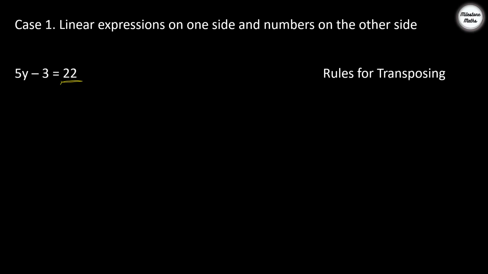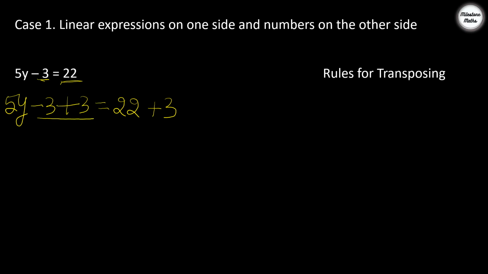Whatever plus and minus operations there are will be solved first, then multiplication and division. So first this minus 3 will be removed. How can we remove this minus 3? If we add plus 3 to 5y minus 3, then we have to add plus 3 on the other side also, because the equation should be balanced, right? If you do it on the left hand side, you have to do it on the right hand side also.